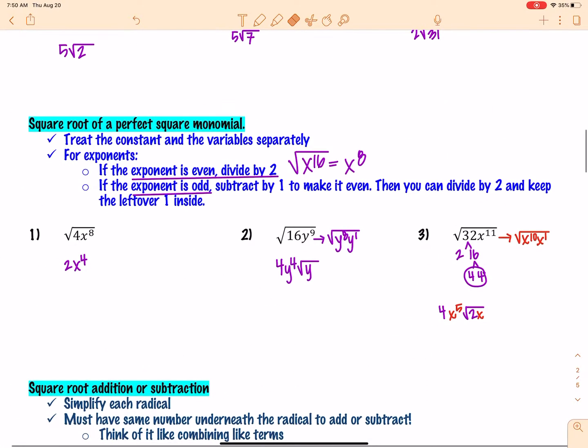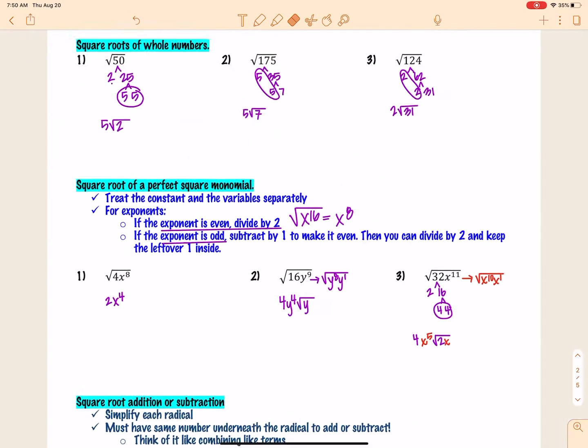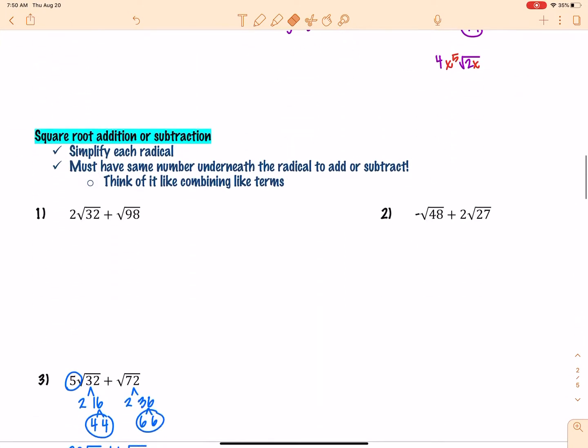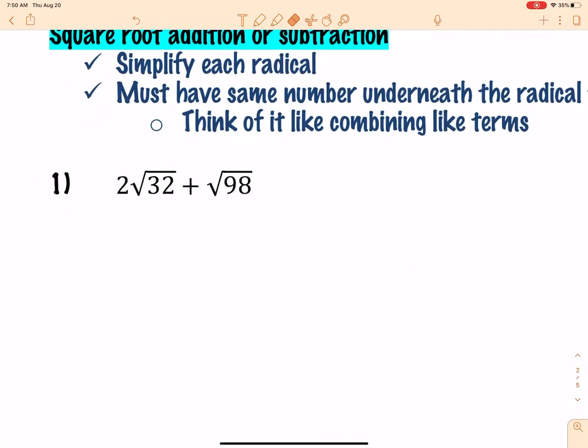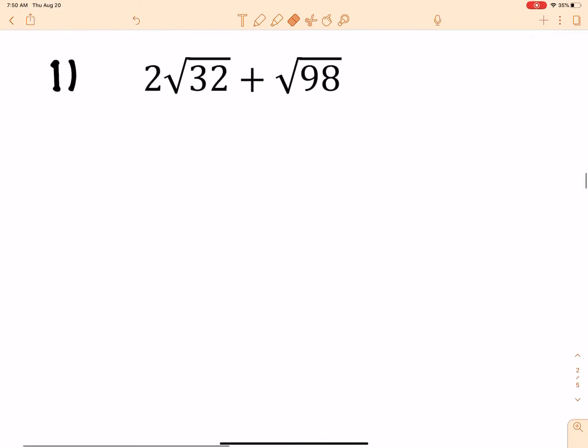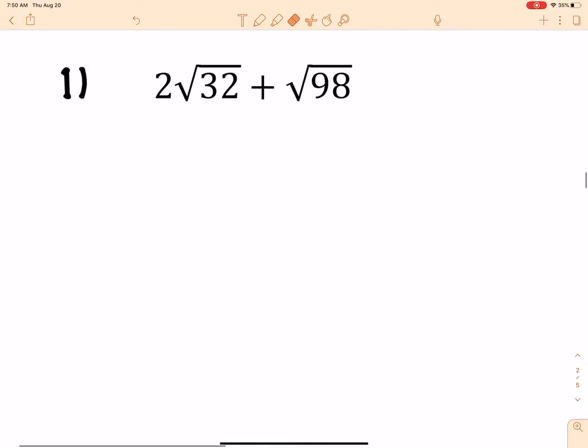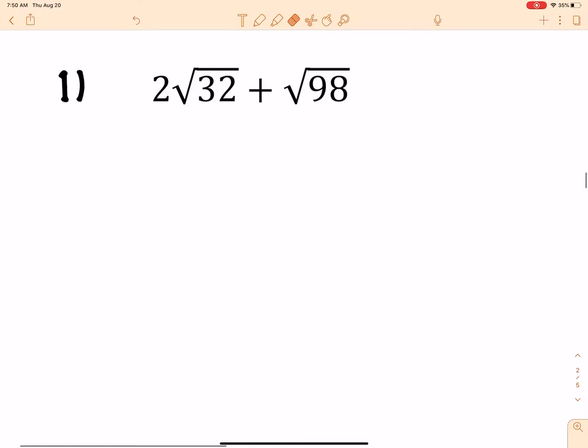All right, now that we know how to simplify radicals, now we're going to add, subtract, multiply, and divide them, and then we'll be done. So we're going to add and subtract square roots. You can only add and subtract square roots if they have the same thing underneath the radical. So 32 and 98 are obviously two separate numbers. We can't add those together, so we're going to simplify them first to see if that will work out.